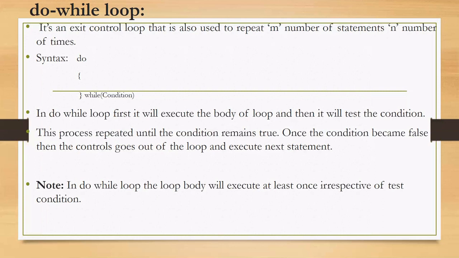So in do while, first it will execute the body of the loop, as I said, and then it will test the condition. This process repeats until the condition remains true. Once the condition becomes false, the control goes out of the loop and executes the next statement. One important thing I've brought to your notice: in a do while loop, the loop body will execute at least once irrespective of the test condition. Why? Because first it will go with do, and only then will it check the condition. So at least once it will execute what is there in my do.